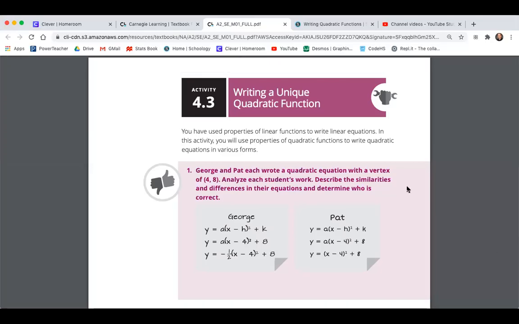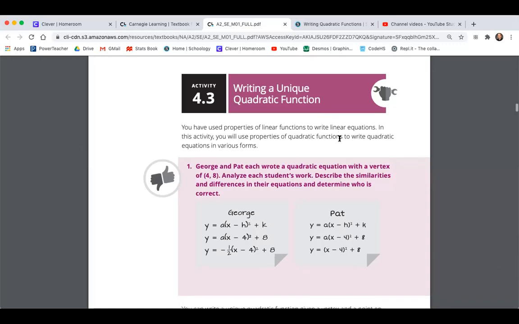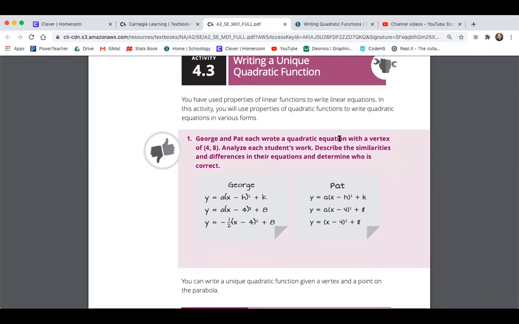All right, hey everybody. We are doing activity 4.3, writing a unique quadratic function, and you can find this on page M1-60. All right, so the idea is we'll be given a point or some key feature of a quadratic function and actually write the function rule.